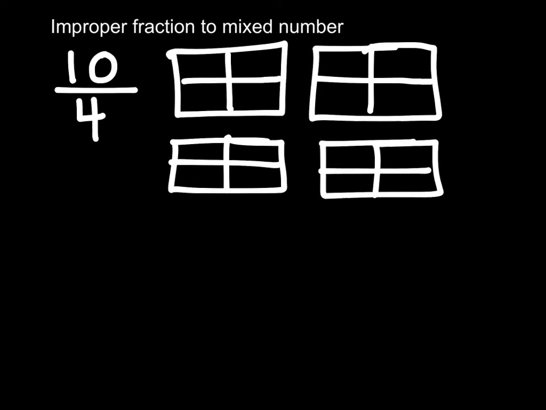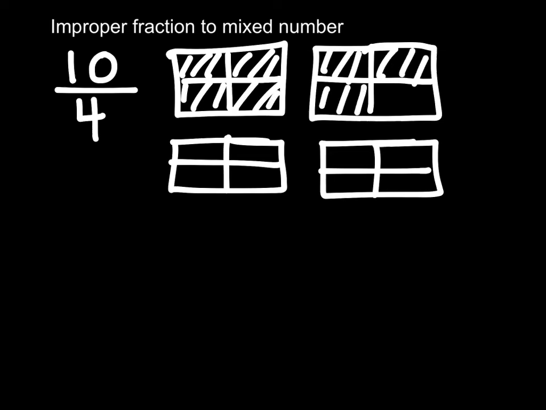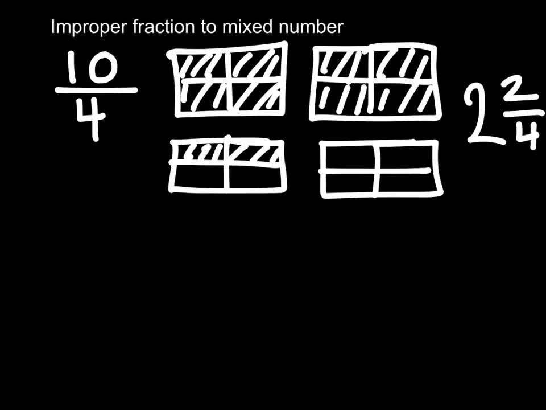Now I just shade in my fourths. I have 1, 2, 3, 4, 5, 6, 7, 8, 9, 10. Now I look at how many wholes are shaded in and what's left over. So I have 2 wholes right here, and then I have 2 fourths left over. That's one way you could do it.